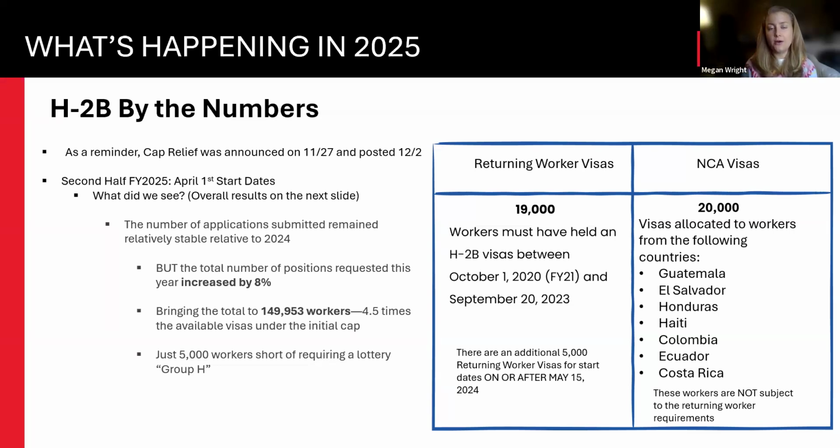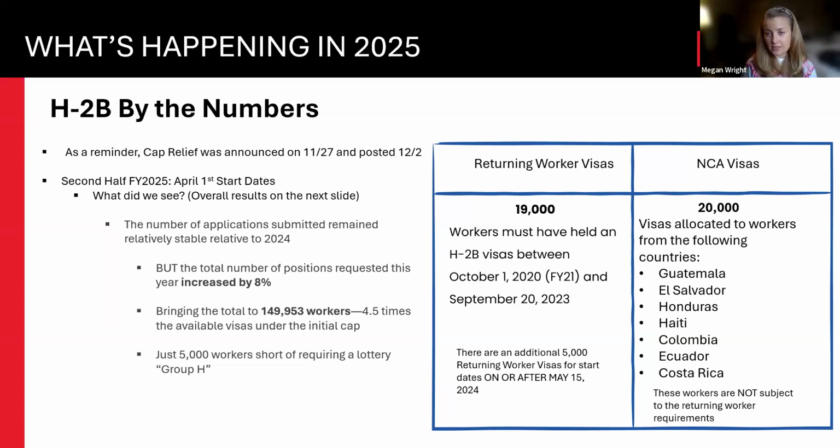And so if you want to say, okay, well, all of this sounds great, give me an example of how many people are actually applying for this program, which is what you see here right now. So overarchingly, for folks literally just applying for the April 1st start date, they are applying for 149,953 workers out of what, again, is not even that 33,000 plus this Band-Aid or the cap relief visa. So 4.5 times the available visas under that initial cap.